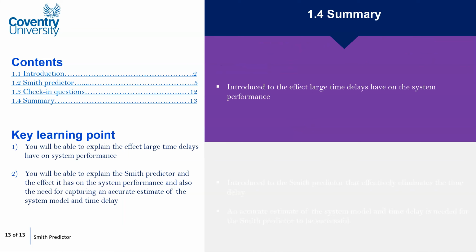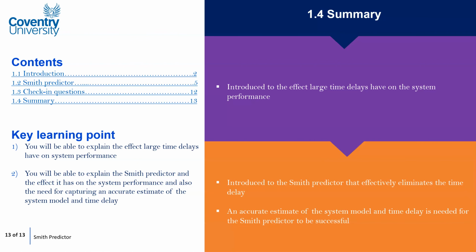So I hope, in summary, you've understood the effect that the time delay has on the system performance. If you have a large time delay, it can cause the control system to effectively overreact and give out too much power, and you can end up with quite large oscillations on the system performance or the system response. The Smith predictor effectively eliminates the effect of the time delay. That's what it's aiming to do.